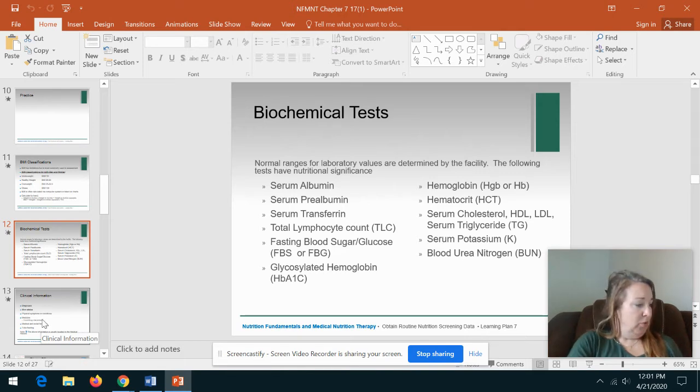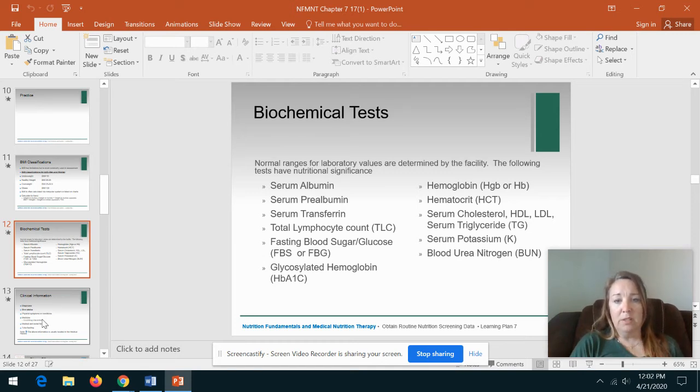All right, I want you to take your text out then, and I'm going to have you look at page 172 in the biochemical tests there. This is a really great reference for you, so you'll want to bookmark this page, you'll want to write on this page, because you'll utilize these labs when you're doing an assessment. And some of these labs can give us information about the nutritional status of our clients, okay?